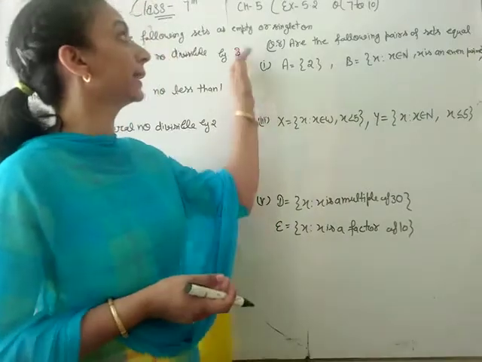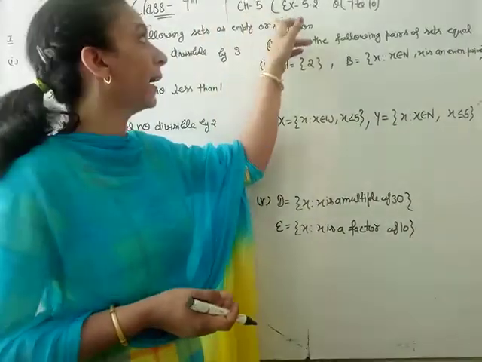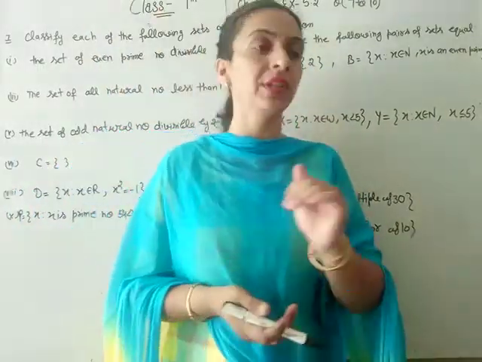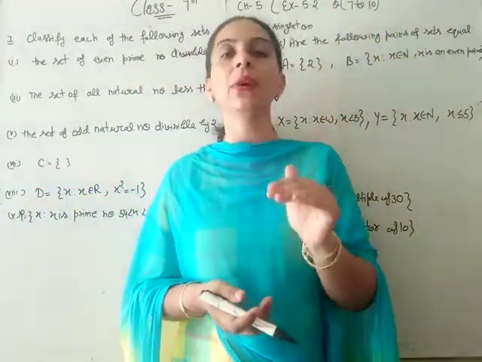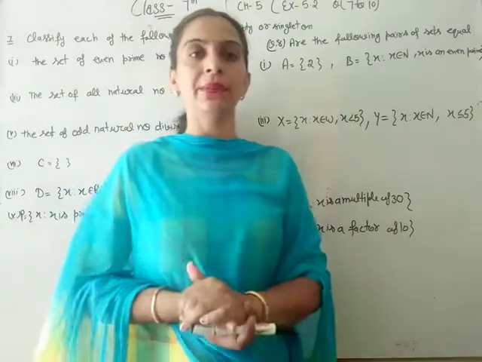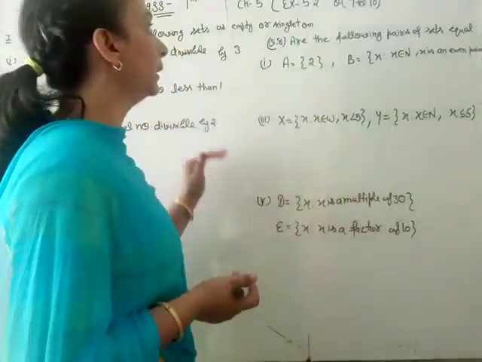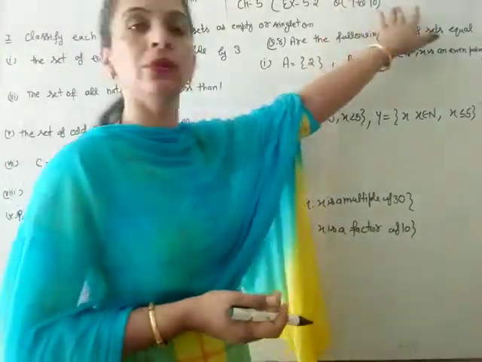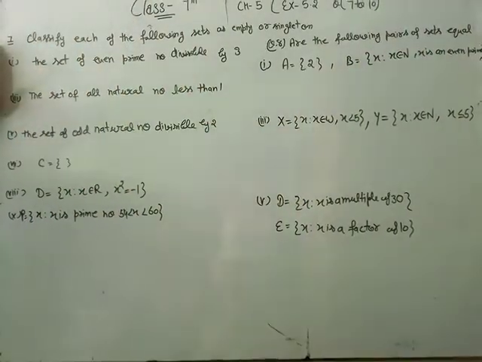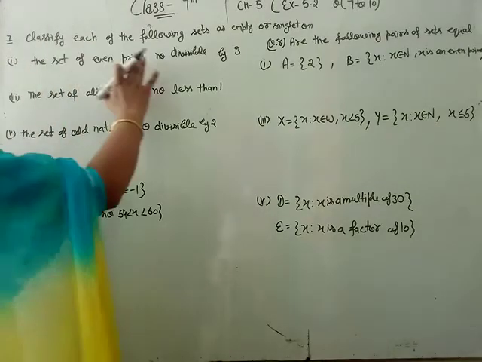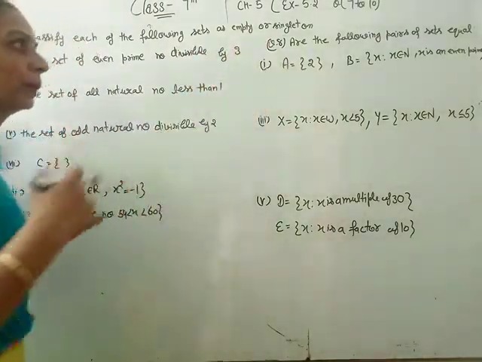Students, this is the exercise, chapter number 5, exercise 5.2, and questions number 7 to 10. Because questions number 1 to 6 we already did in a previous video. In this video there are questions number 7 to 10. First, question number 7. Classify each of the following sets as empty or singleton.